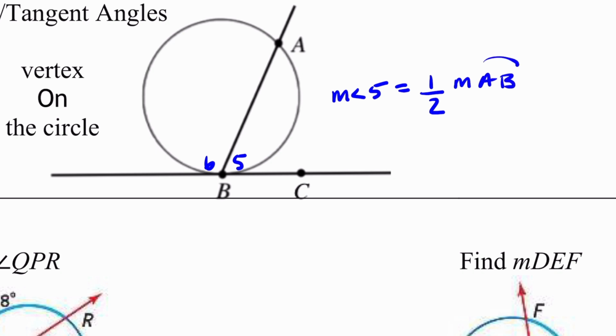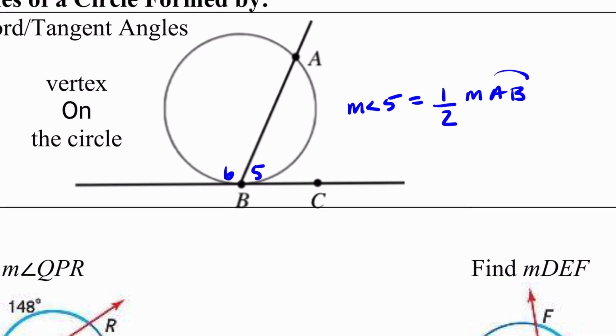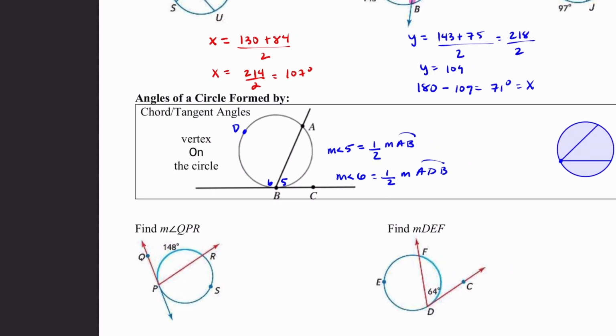And if you were to find the measure of angle 6, I'm going to call this point D. So this is a major arc. We have 3 points here. To find the measure of angle 6, that is equal to the measure of arc ADB all over 2. So the measure of angle 6 is equal to 1/2 of the measure of arc ADB.